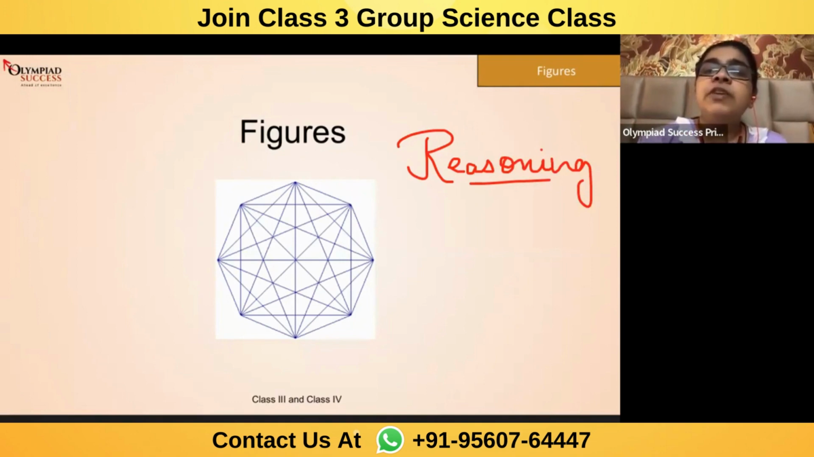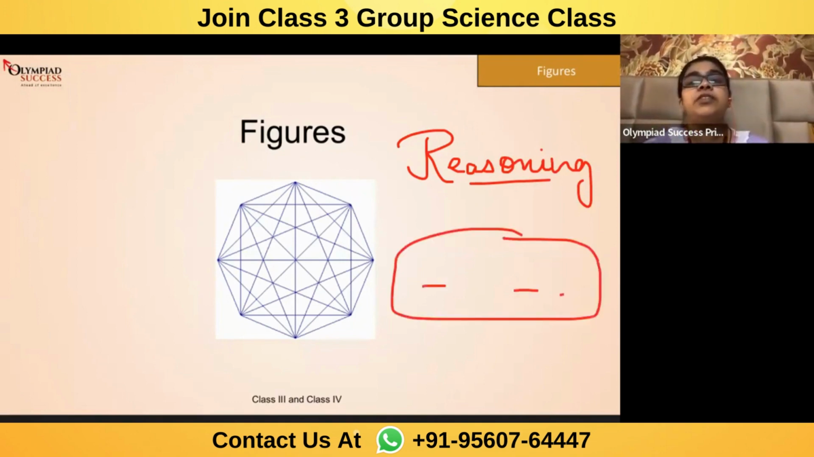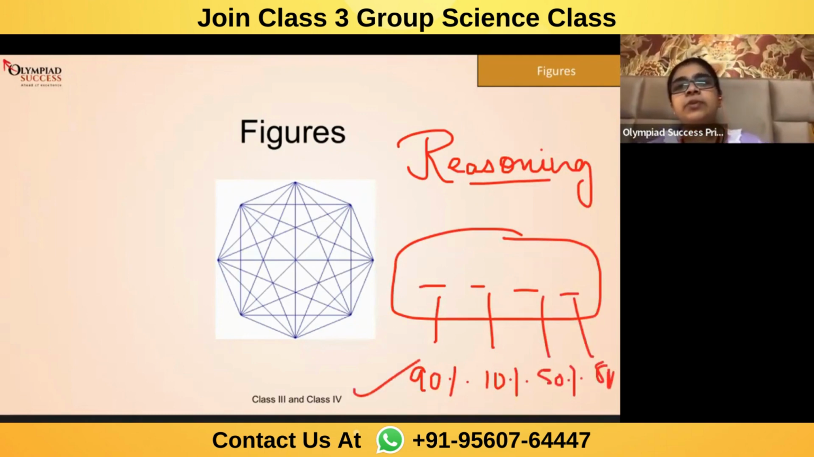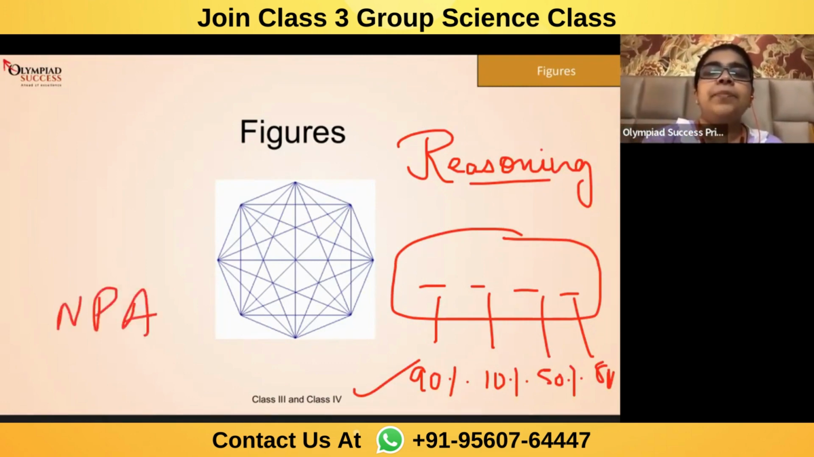So here, between the 4 options which are very, very similar, you have to make a decision on which one is more similar. This is 90% similar, this is 10% similar, this is 50% similar, this one is 81% similar. So of course you will go for the one which is 90% similar. So this kind of decision making skill will enhance your brain better. And that's why sometimes they give you questions which are having the answer as NPA.